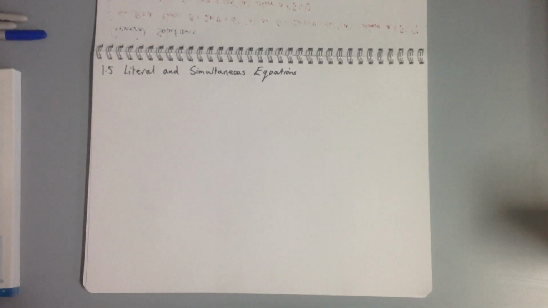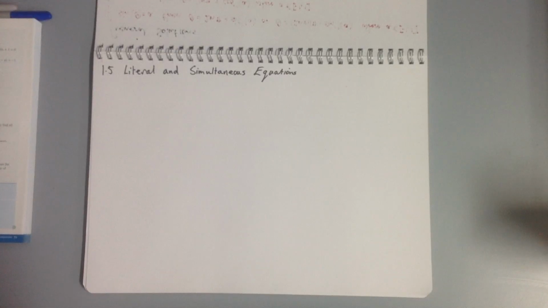Okay, in this tutorial we're going to be looking at literal and simultaneous equations. Literal equations are equations with several pronumerals, and rather than having a solution of a numerical or number answer, the solution will be expressed in terms of pronumerals, which are also called parameters. This is best demonstrated through a worked example or two.